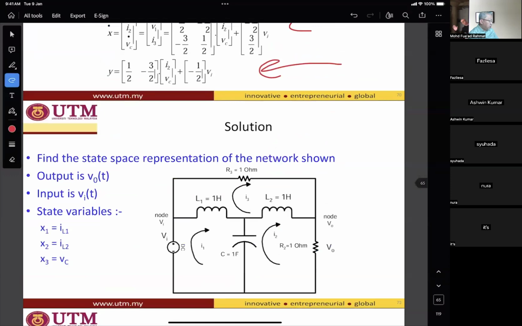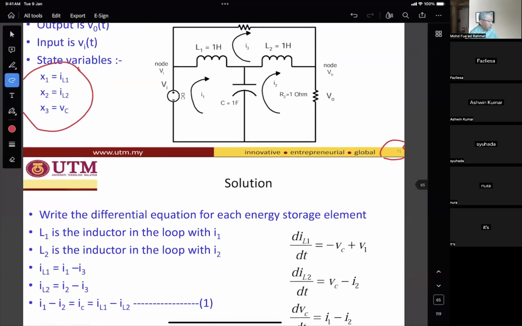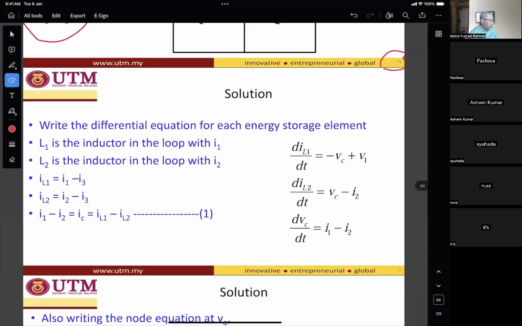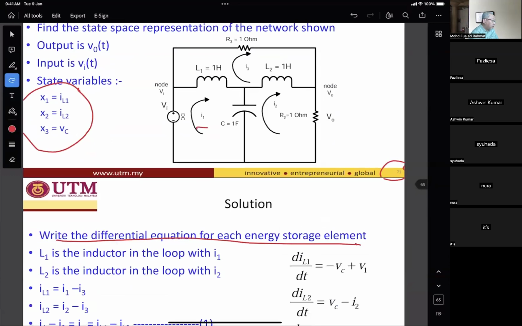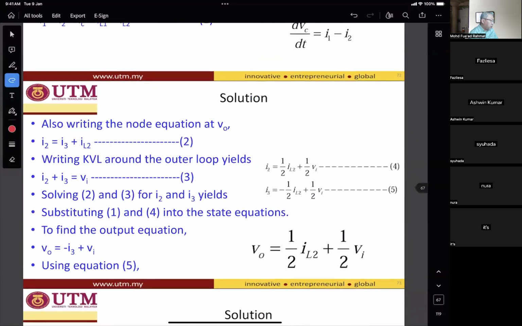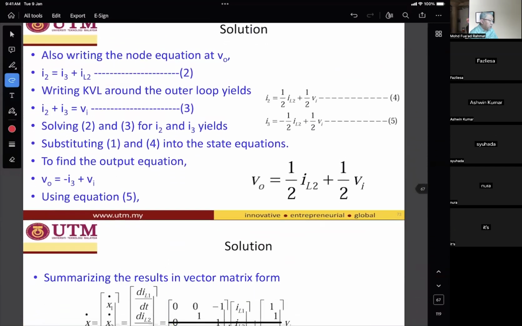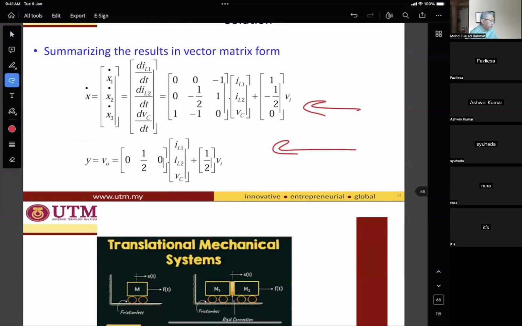Right, so we continue to the next example, slide 71. Now we have 3 loops. Same approach, all is equal to 1, but 3 state variables. So we write the differential equation for each energy storage element and observe the 3 currents, I1, I2, and I3. Do the same procedure, write the node equation, Kirchhoff voltage law, Kirchhoff current law, simplify it, then you will get the 3x3 state space representations.